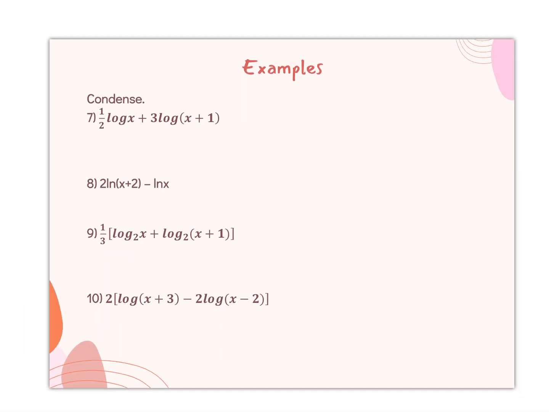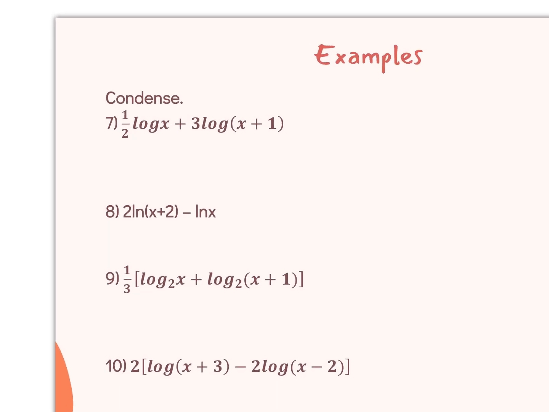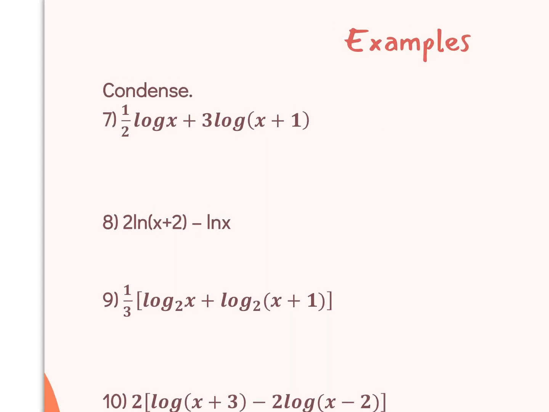Now in this one, we're going to work backwards. We're going to go from a fully expanded version to a condensed version. In other words, we're going to put it back to the original condensed form, okay? So for this, I start with a half times log of x plus 3 times log of x plus 1. So this times here and this times here, I know these go here as exponents.